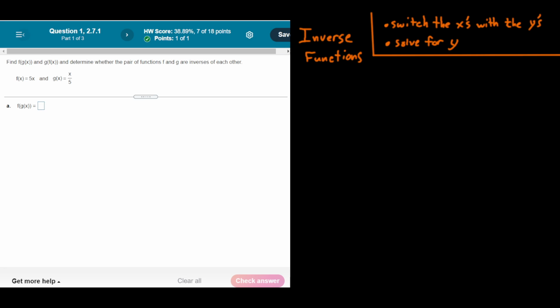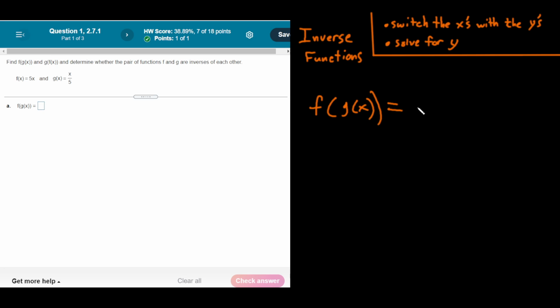So taking a look at what we have here, it says to find f of g of x and g of f of x and determine whether the pair of functions f and g are inverses of each other. So, it says f of g of x. If you remember from the last video, that was f o g and g o f, right? Remember where we plug one function into another, like f of g of x, like the way it is here.